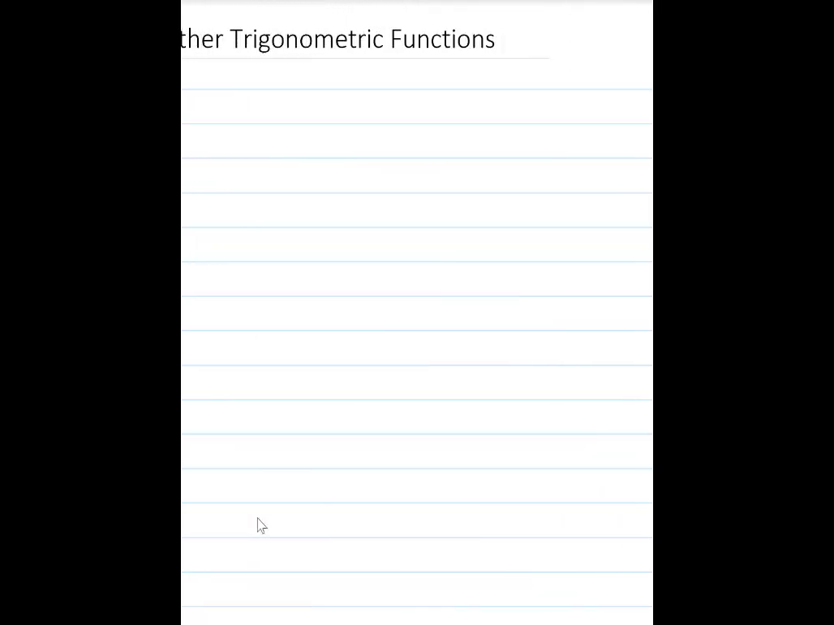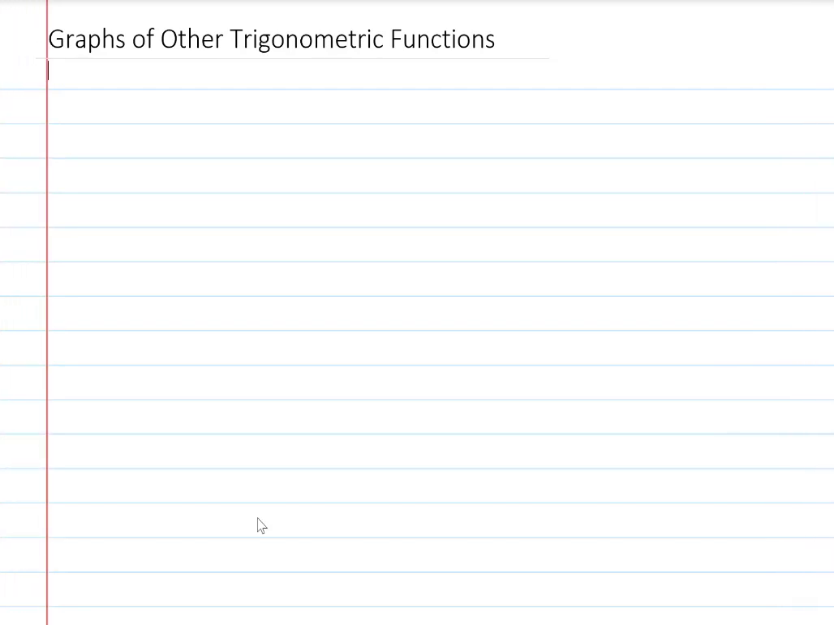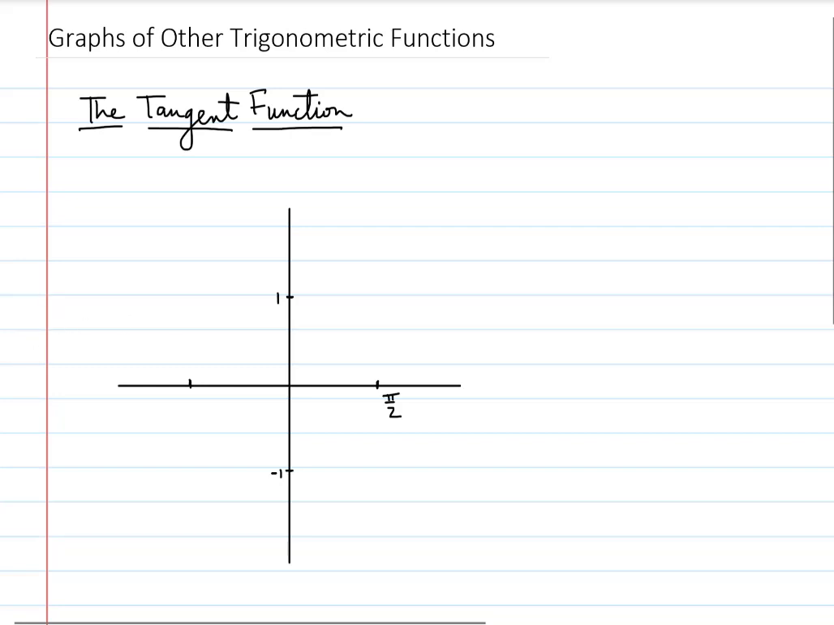Alright guys, so in this section we're going to be discussing the graphs of the other trigonometric functions. We have already talked about sine and cosine functions, so let's start with the tangent function. Okay, so if we recall our unit circle here, we're going to start just plotting some points to get the idea of the curve of the graph of the tangent function.